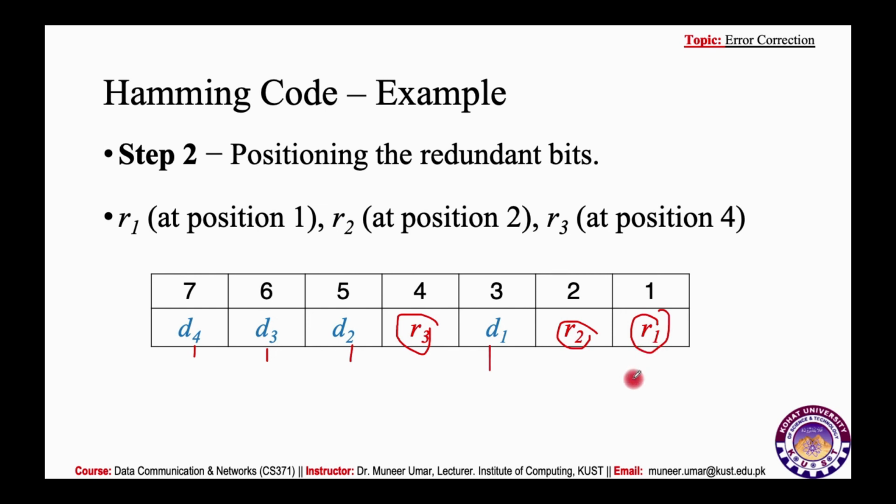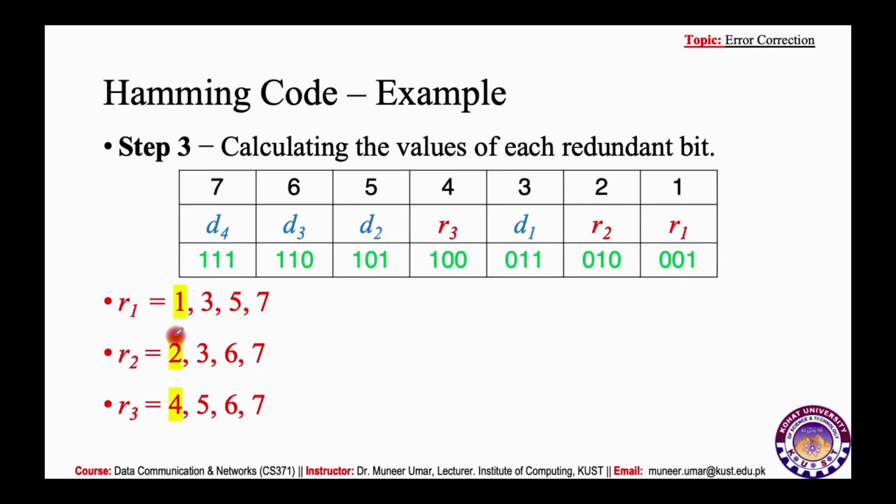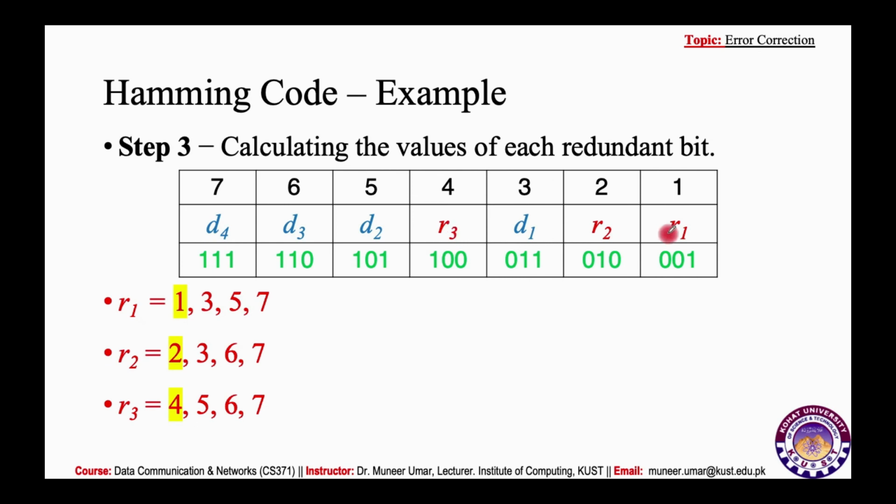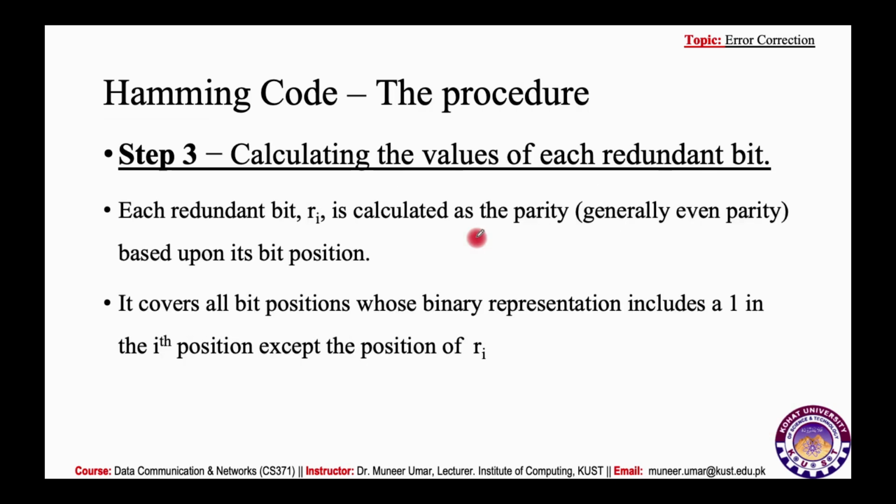Then the second step is about the placement. So where these bits should be placed. So we are placing these bits at number 1, at number 2, and at number 4 if we have 4 data bits. Then the third step is what would be the values of these three bits. For these redundant bits r1, r2 and r3, we should give either 0 or 1 to adjust the parity values according to our requirement.